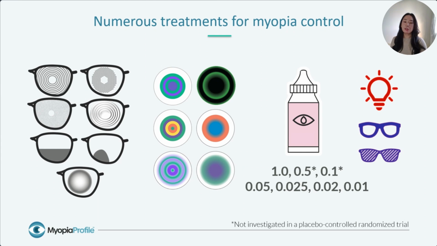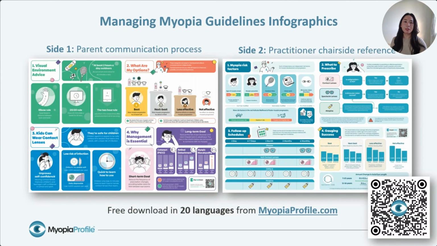You can learn more about these throughout the lectures in Myopia Action Month this year. Look out for my colleague Brian Peng's lecture in week 3 on optical interventions, and Dr. Kate Gifford's lecture in week 4 with the latest on atropine. The Myopia Profile Managing Myopia Guidelines infographics are a great tool to support the entire communication process, but I'd just like to point out side 2, which is the practitioner chairside reference, which includes comparisons of the treatments I've showed you in the previous slide. Now you can download the full infographic, which is available in 20 languages, using the QR code on the slide, or you can visit myopiaprofile.com.